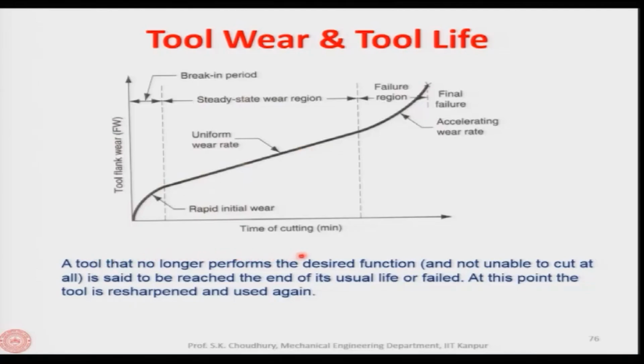A tool that no longer performs the desired function, though not that it is unable to cut at all, is said to have reached the end of its useful life and failed. At this point the tool is resharpened and used again. So, the definition of tool life is very difficult, in the sense of when you will say that the tool life is over. Overall we say that a tool which is not performing as per our criteria, its tool life is over, and then we resharpen the tool, so that the previously made geometry is again given to the tool.